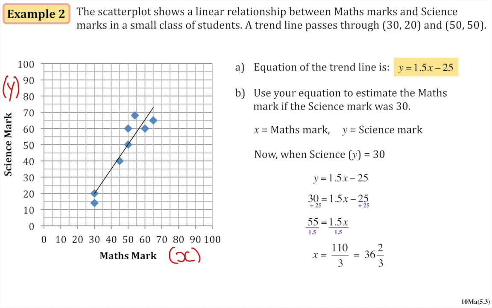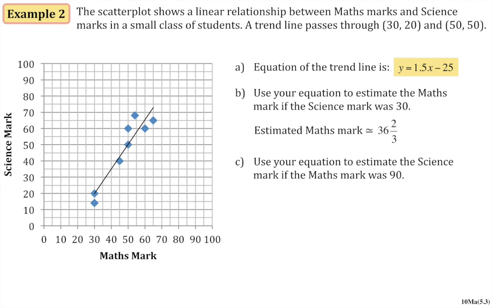What does that actually mean? What does x stand for? X stands for the maths mark. So using this formula, our prediction is if somebody got 30 on the science test, they probably would have got 36 2/3 on the maths test. That's their estimated maths mark, and that's another way of writing approximately equal to.